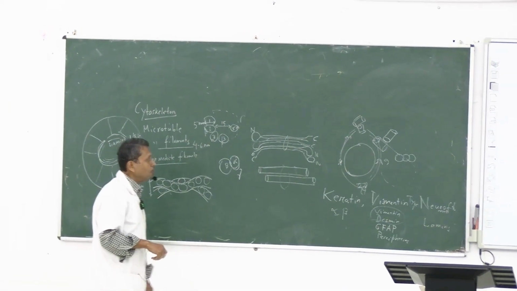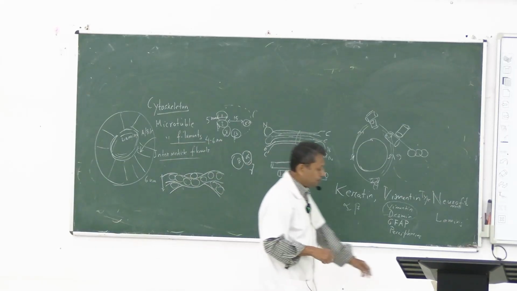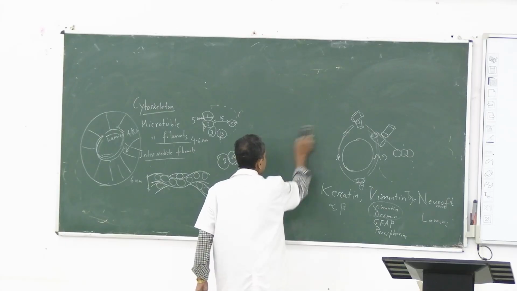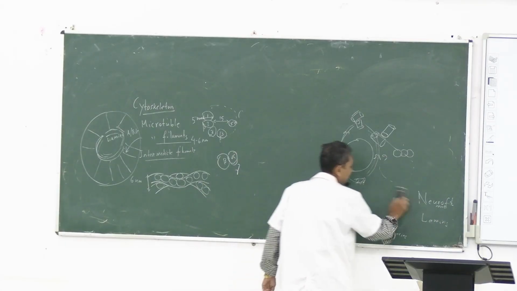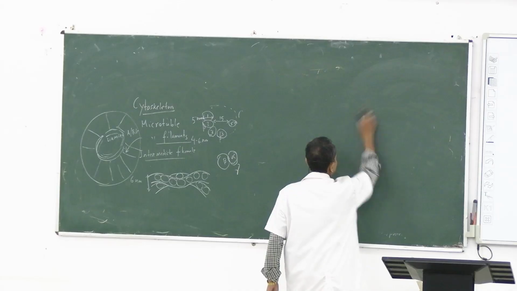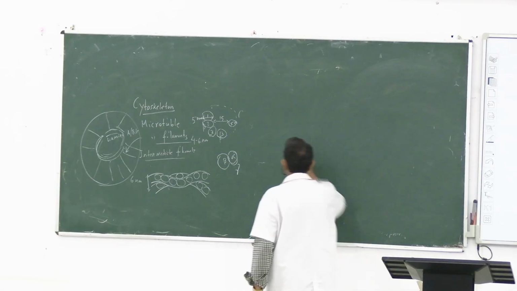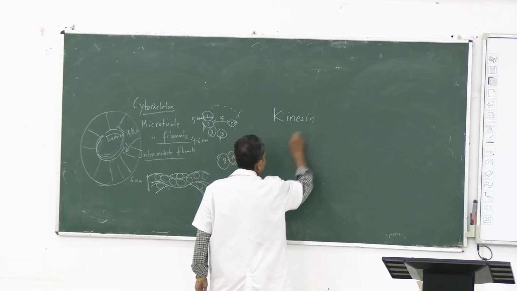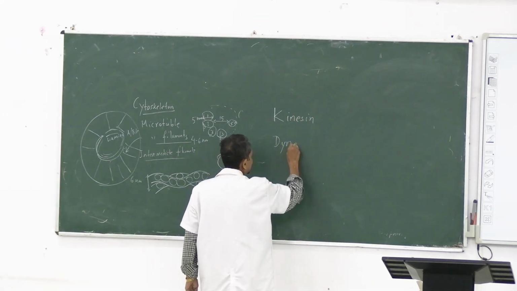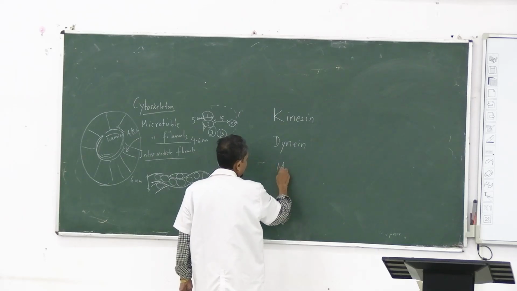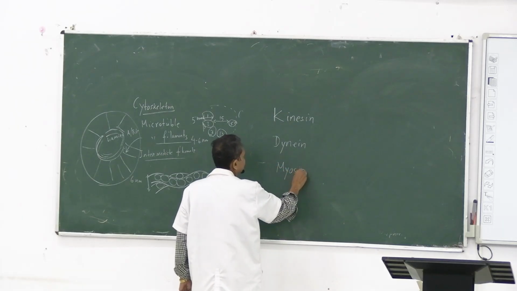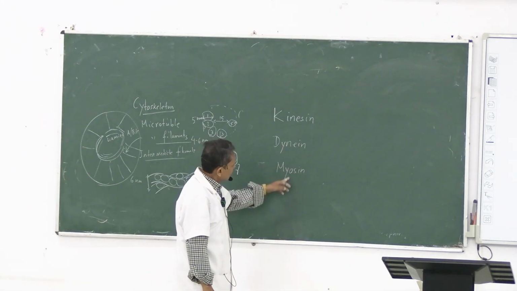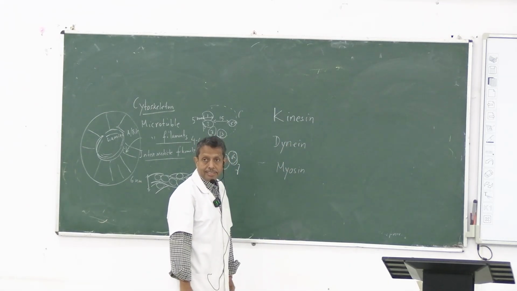Molecular motors are of mainly two varieties, kinesin and dynein, and also myosin. Three types. Kinesin has a myosin-like structure.